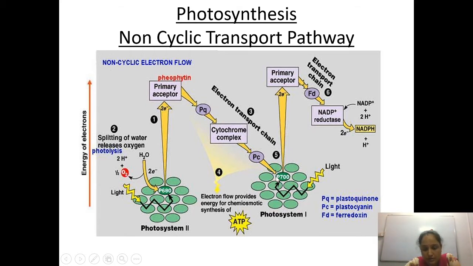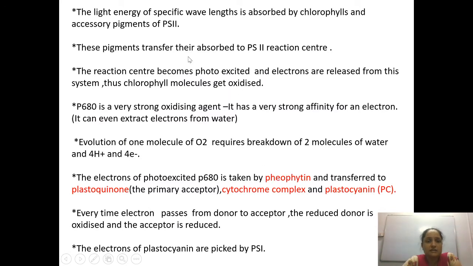Okay, up till plastocyanin. The light energy of a specific wavelength is absorbed by chlorophylls and accessory pigments of pigment system 2. You must know what sort of light energy they will be absorbing. They will be absorbing a wavelength of 680, and these pigments transfer their absorbed energy to the pigment system 2 reaction center. Whatever accessory pigments were in the surrounding of P680 have absorbed their energy and transferred it to pigment system 2, that is P680.